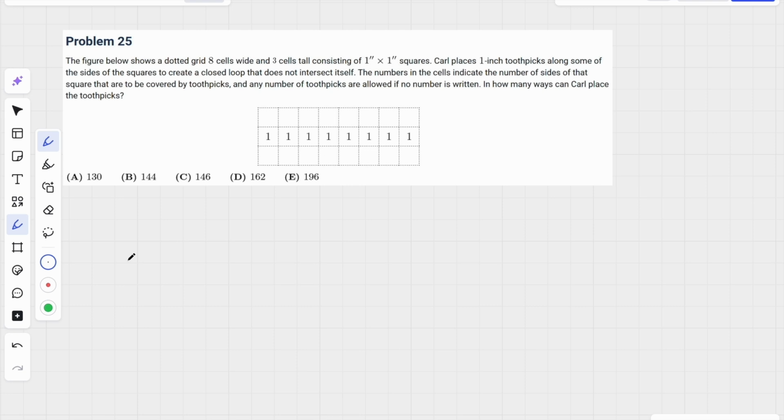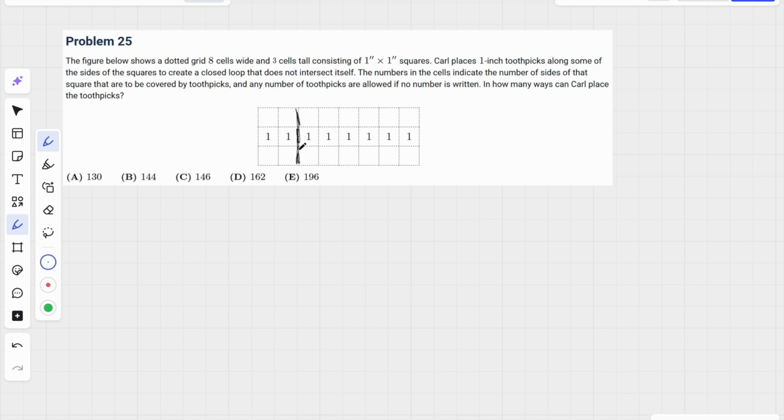So firstly, we can observe that if a toothpick is placed in between two cells, for example here, then it has to extend all the way to the end, because it cannot go left or right, or else that would have two toothpicks on these cells.